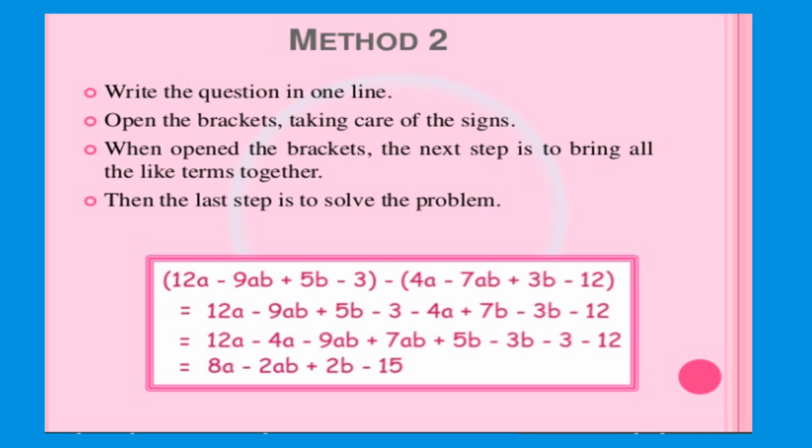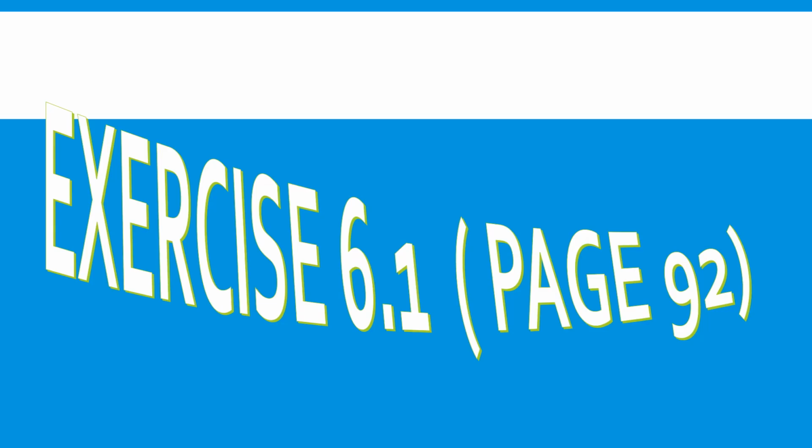So what happens? Here you subtract 8 take away 4. So 12 take away 4, 8. 9 take away 7, 2ab. Then 5 take away 3, 2b. And 12 plus 3 is 15. Here there is a mistake here. It should be 7ab plus 7ab.